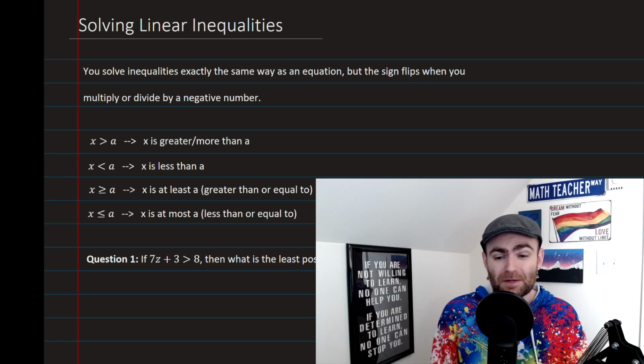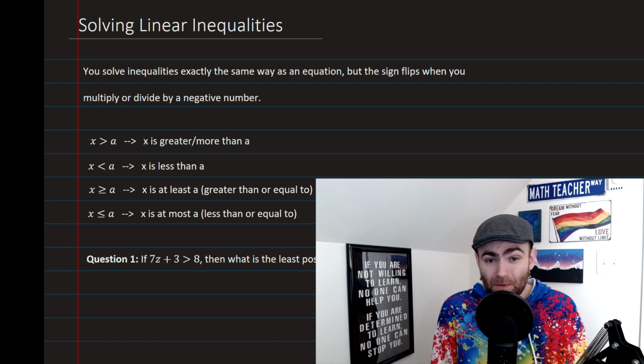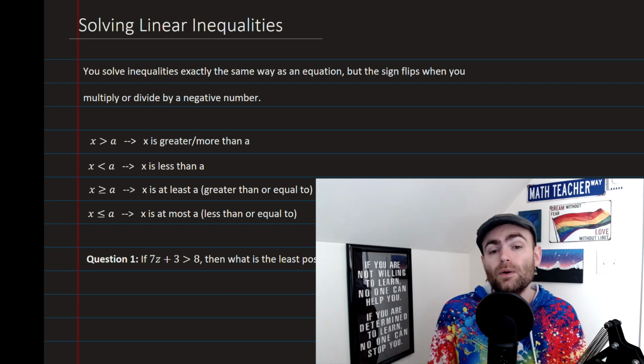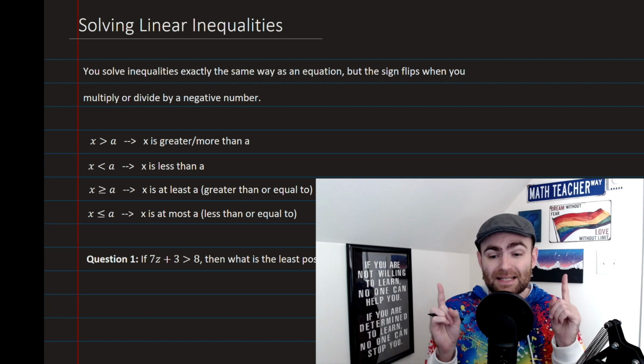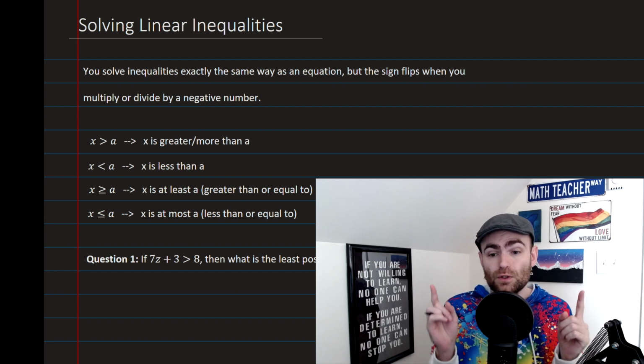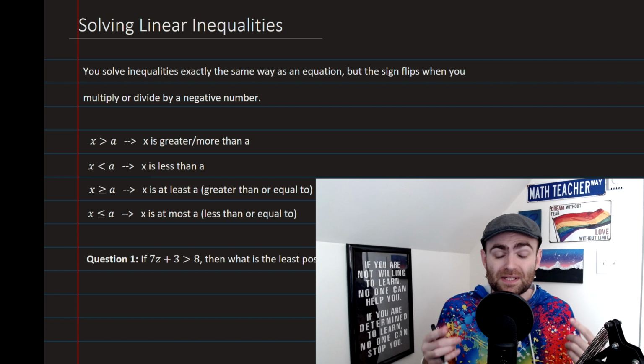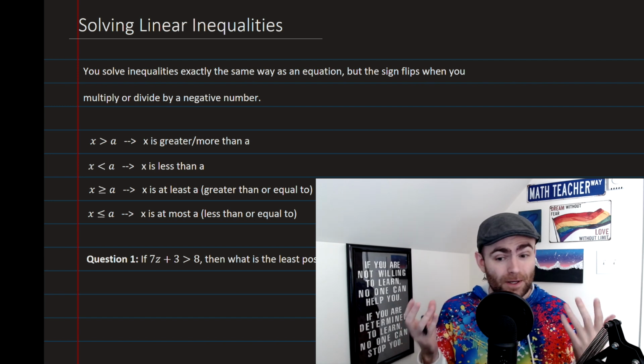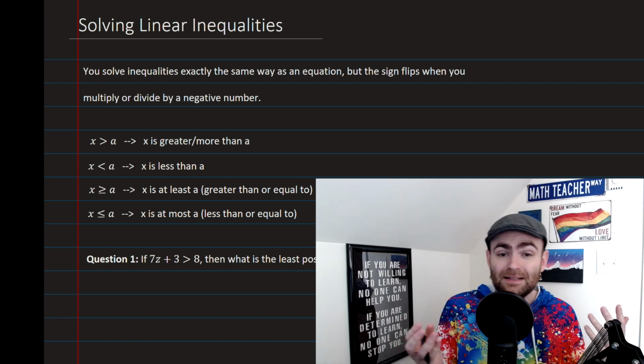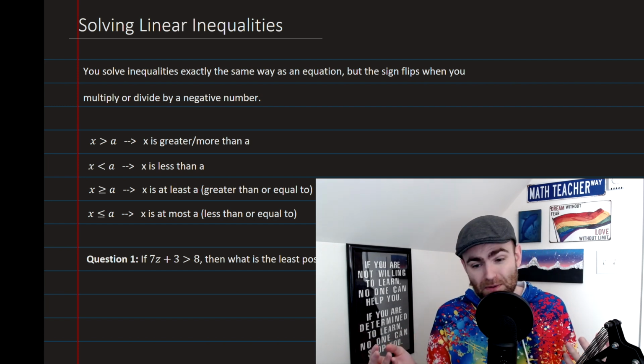Let's solve some linear inequalities. What makes a linear inequality different than a linear equation? Well, the one major difference is instead of an equal sign, you have logic symbols in the tune of greater than, less than, greater than or equal to, and less than or equal to.